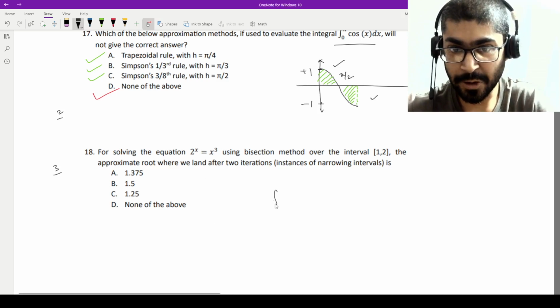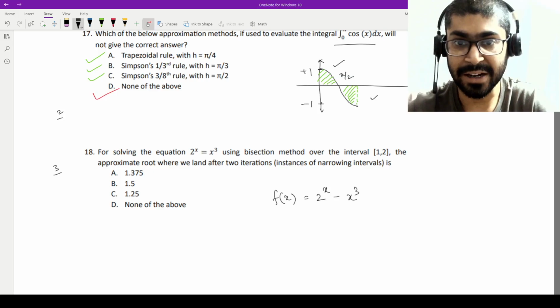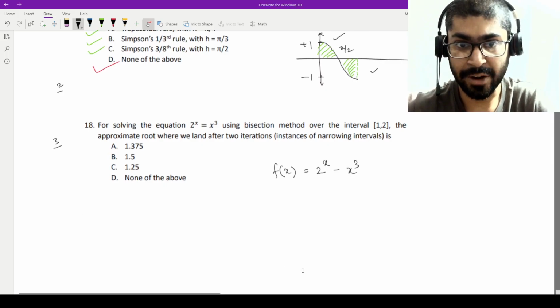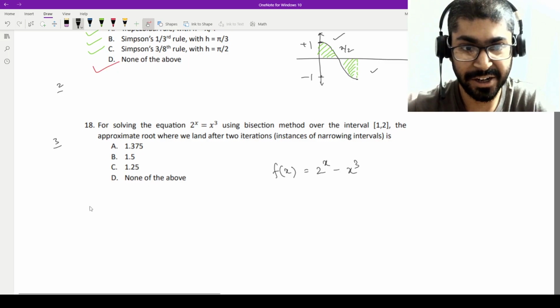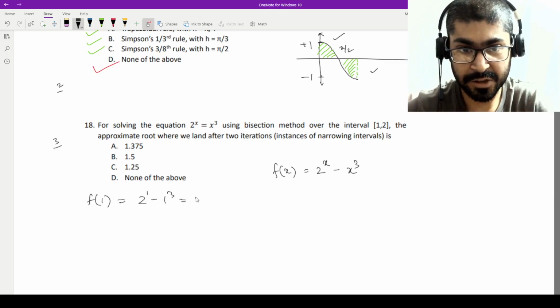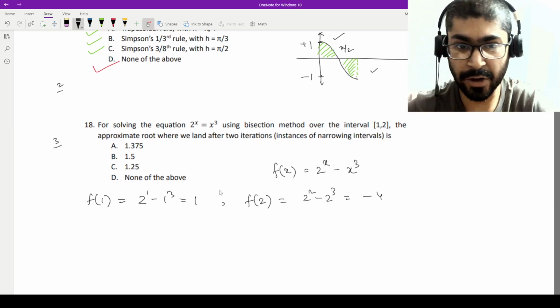2 to the power x equal to x cube, so f(x) can be written as 2 to the power x minus x cube. Once this is done, you would have to check the values at the interval ends. Check f(1) and f(2). This will be your starting point. f(1) will be 2 minus 1 cube, which is 1, and f(2) would be 2 square minus 2 cube, which is 4 minus 8, that is minus 4. So there is a root between 1 and 2.